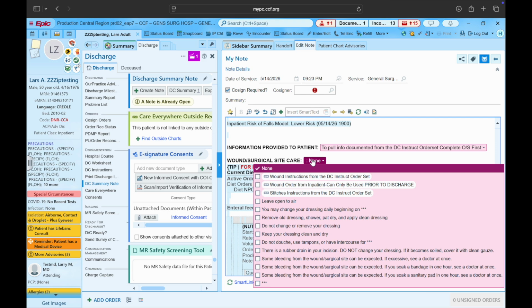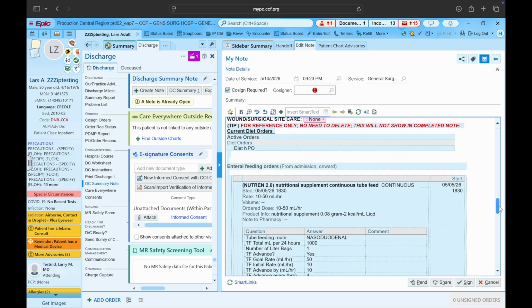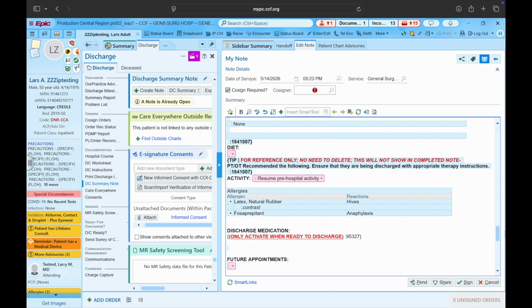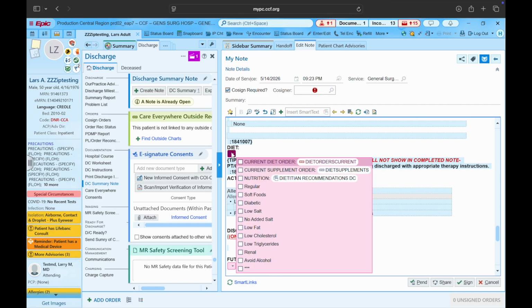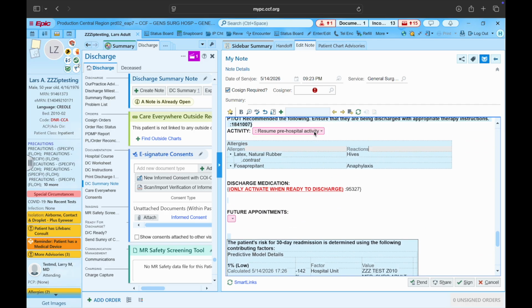In this section, if you have a really good discharge instructions part, you can also erase this and put that instead, but it has some of the same questions: wound care, diet, activity, all these things to anticipate after a patient leaves the hospital. And then discharge medication and future appointments.